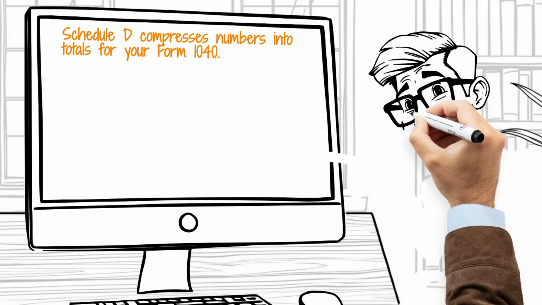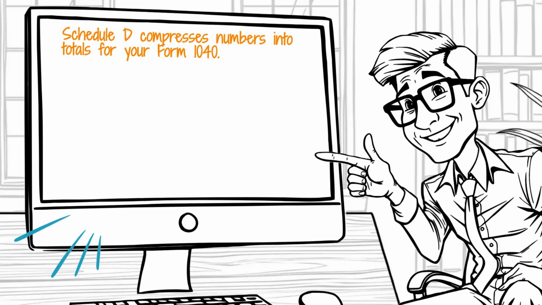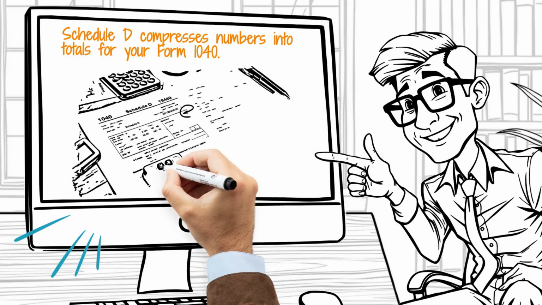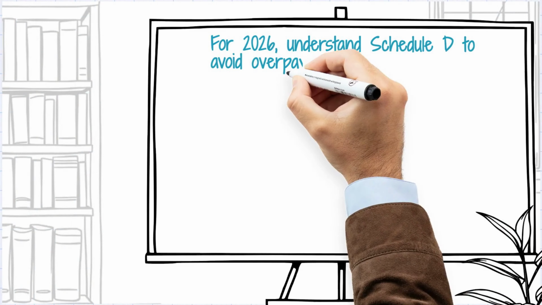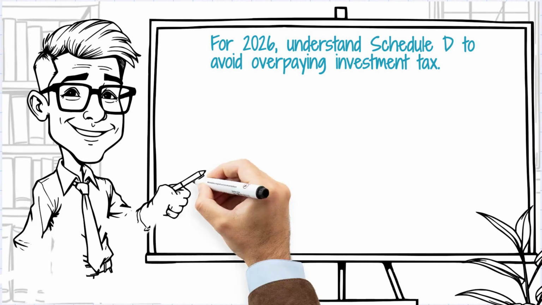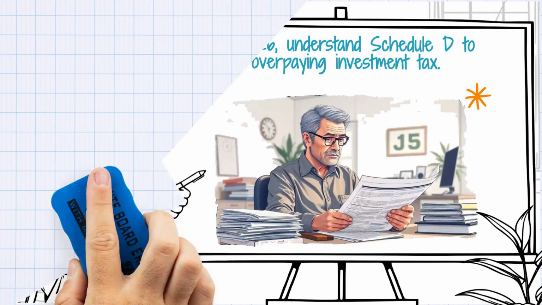These totals then flow directly onto the front page of your Form 1040, eventually determining exactly how much tax you owe on your investments. For the 2026 filing season, understanding how Schedule D works is the final step in ensuring you don't overpay the IRS on your hard-earned profits.